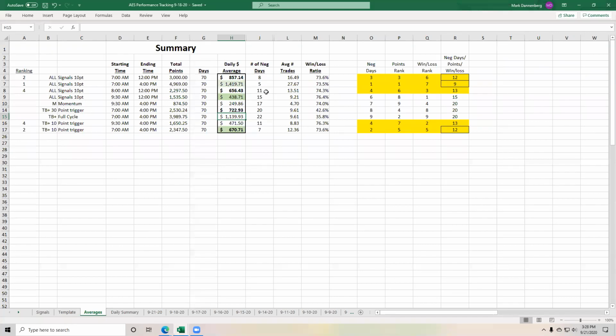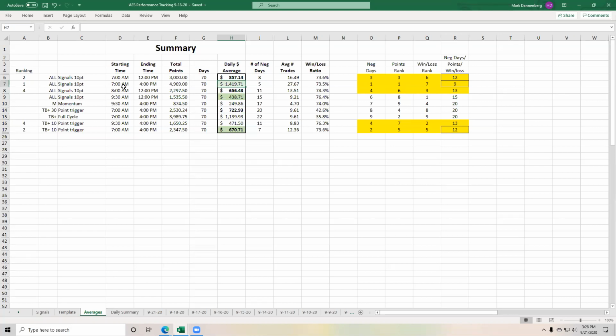We look at the number of negative days. How many losing days have there been in each category? We also look at the win-loss ratio, which most of the win-loss ratios are somewhere in the low to mid 70% range, which is really strong. And we stack rank those factors. And we look at, well, what's the optimum performing category? And right now for us, it is trading all of the signals from 7 to 4.